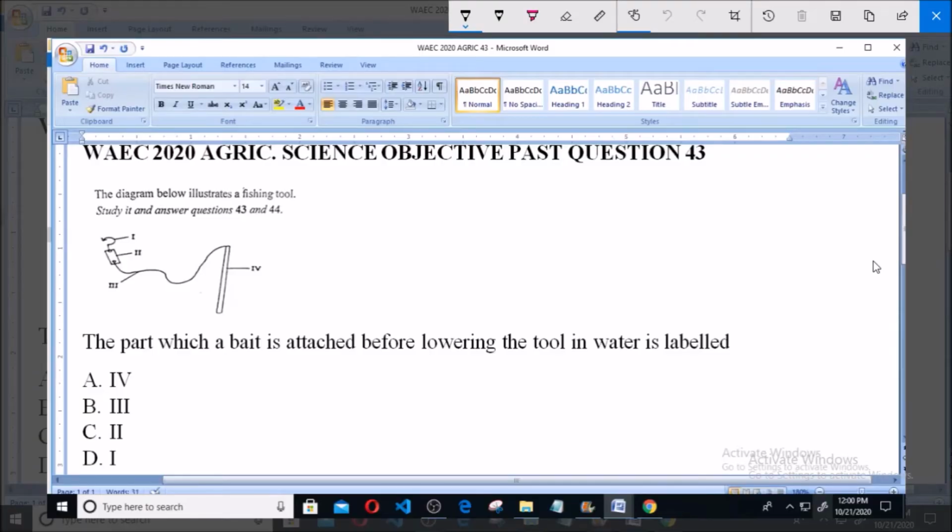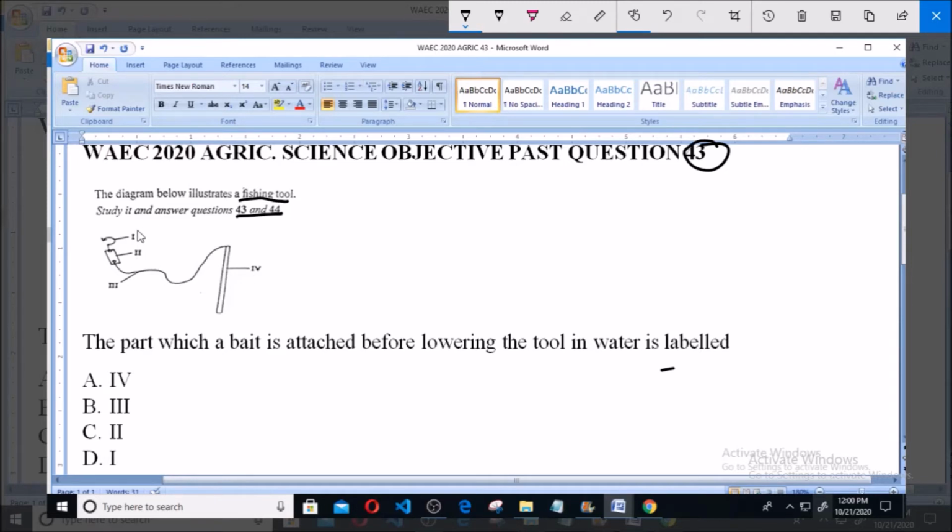Hello and welcome. I will be answering WAEC 2020 AGRIC Science Objective Past Question 43. You have a diagram here illustrating a fishing tool, so we are using it to answer questions 43 and 44. So this is question 43. Now, the part to which a bait is attached before lowering the tool in water is labeled A4, B3, C2, D1.